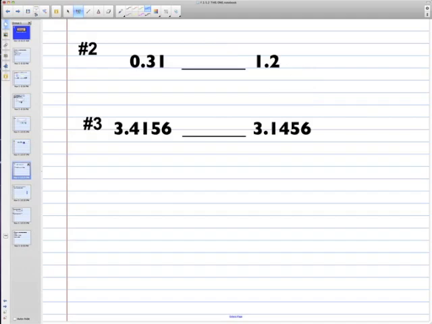Now it's your turn. Go ahead and solve problems 2 and 3 in your math notebook. Remember to use the decimal place value method, and press play when you're ready to check your work.